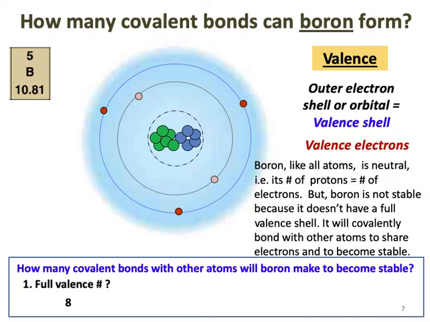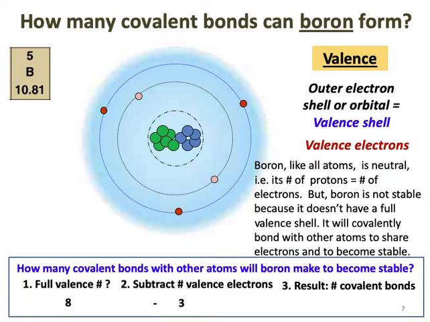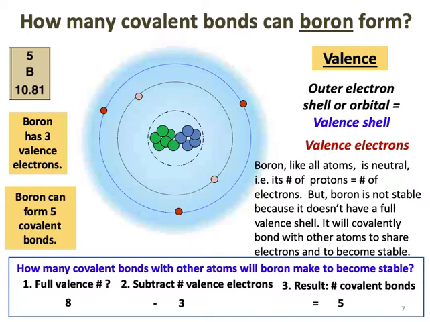But how many electrons does boron have in its valence shell? We'll subtract that from the full shell, so it has 3. 8 minus 3 will give us the number of covalent bonds that boron will want to make. That's 5, because it's missing 5 from its outer shell, so it'll want to share electrons with 5 other atoms in order to complete that outer shell. So we've learned that boron has 3 valence electrons and that it can form 5 covalent bonds.